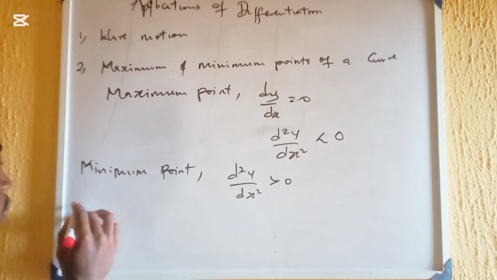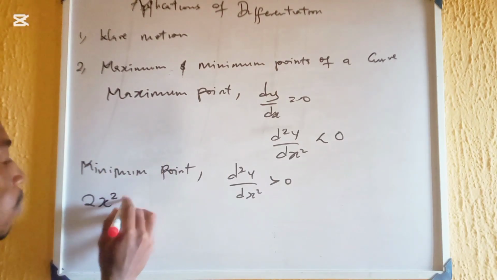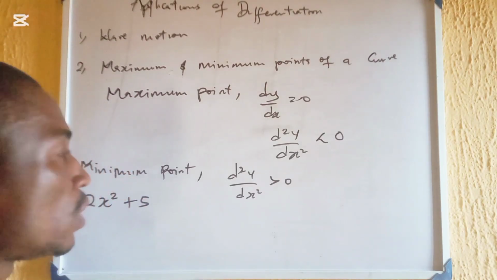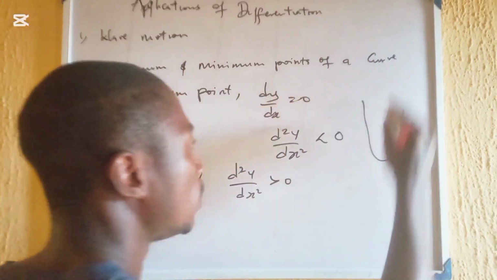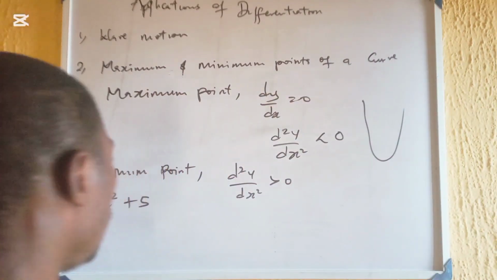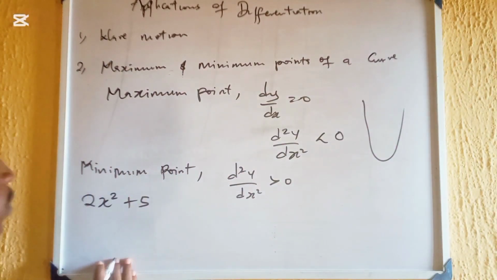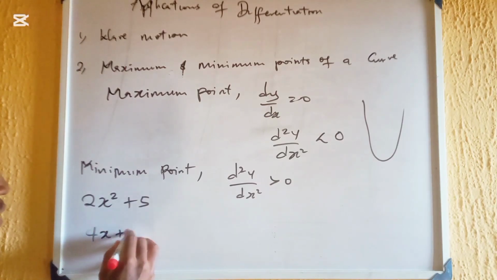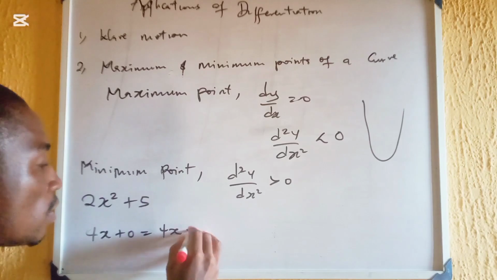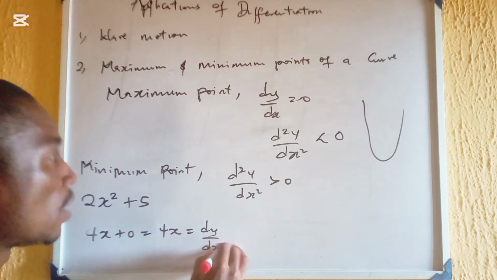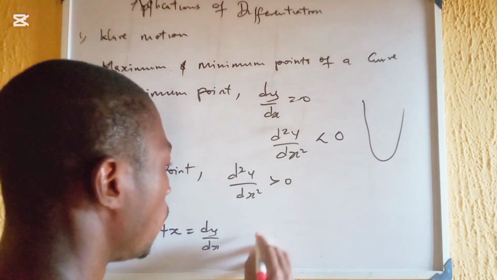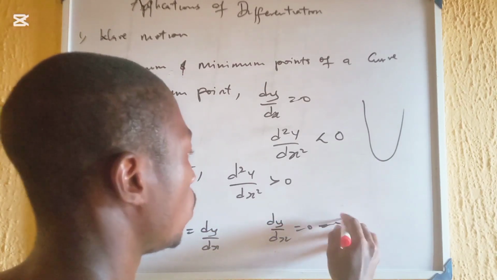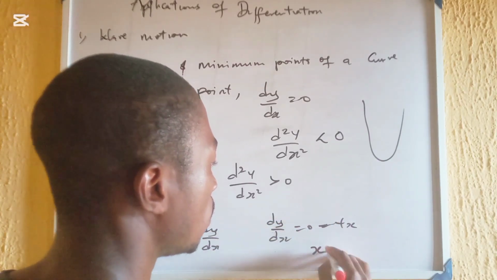Now take for instance, you have this function y = 2x squared plus 5. Use your graph plotter and you will notice that the curve is something like this, which means that it has a minimum. How do we verify using what we said? We differentiate. We'll be having 4x plus 0, which is equal to 4x. That's dy/dx. And we say dy/dx is equal to 0, so 0 is equal to 4x. That means x is equal to 0.